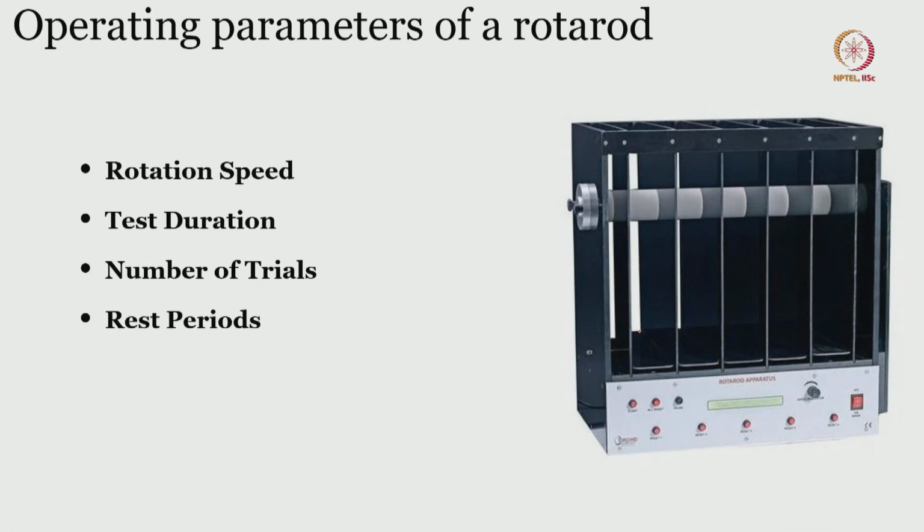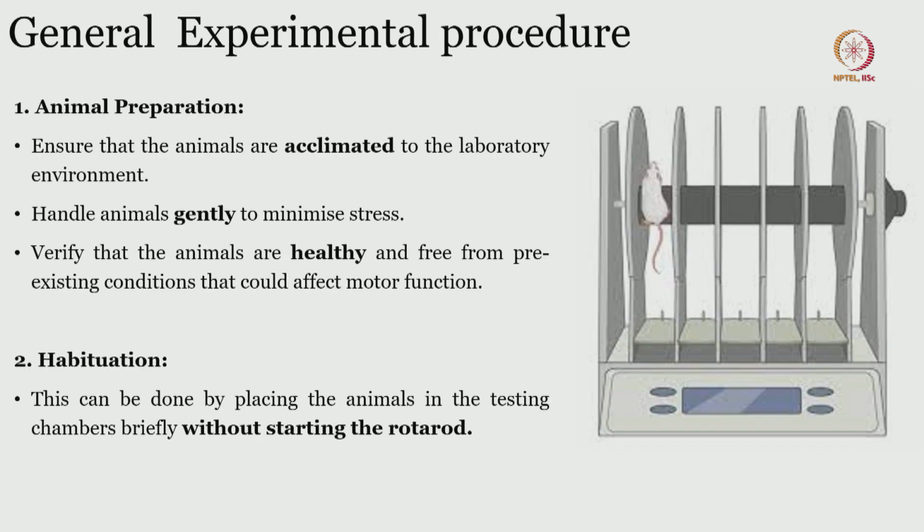So what are the parameters that can be varied for your entire experiment? The rotation speed can be varied, the test duration, the number of trials, and of course the rest period. So these are grossly the operating parameters in this particular equipment that can be varied to see what has changed after you induce the Parkinsonism with this injection. Any of these can get affected, but we need to make sure that pre and post remain the same.